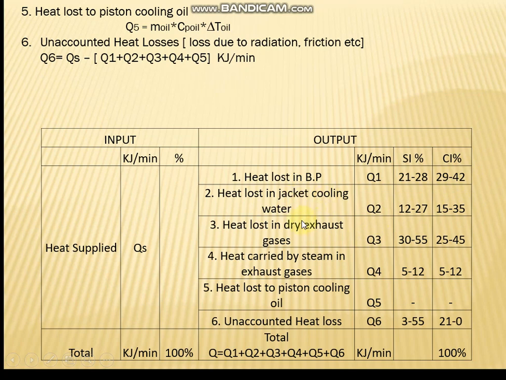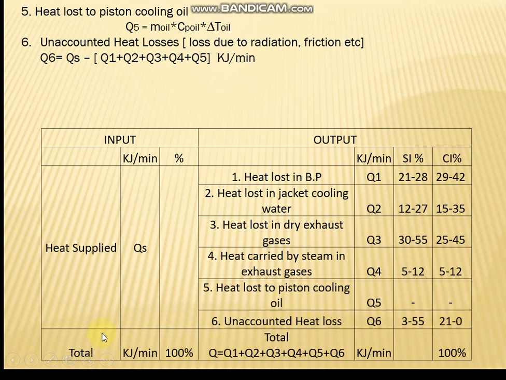Heat loss in jacket cooling water or engine cooling water is 12 to 27% for SI engines and 15 to 35% for CI engines. Heat loss in exhaust gases is 30 to 35% for SI engines and 25 to 45% for CI engines. Heat carried by steam in exhaust gases is 5 to 12% for SI engines, and also 5 to 12% for CI engines. For heat loss due to piston cooling oil, we don't know these values. And unaccounted heat loss may vary.